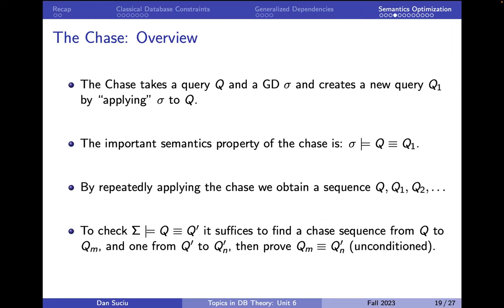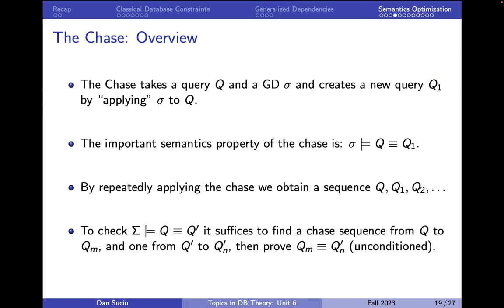So talking about the chase, now it's a good time to talk about the chase. We want to construct that canonical database, and the process to do that is to repeatedly add to Q the consequences of generalized dependencies in our set of constraints. This process is called a chase, and intuitively it consists of applying to the query Q the consequence of this generalized dependency, and this creates a new query that I'm going to call Q1, which adds stuff to Q.